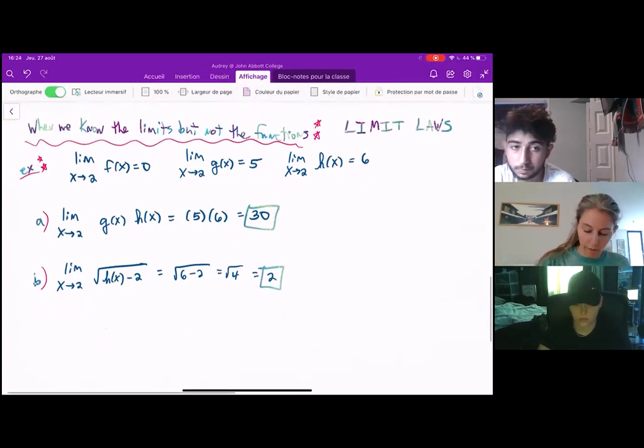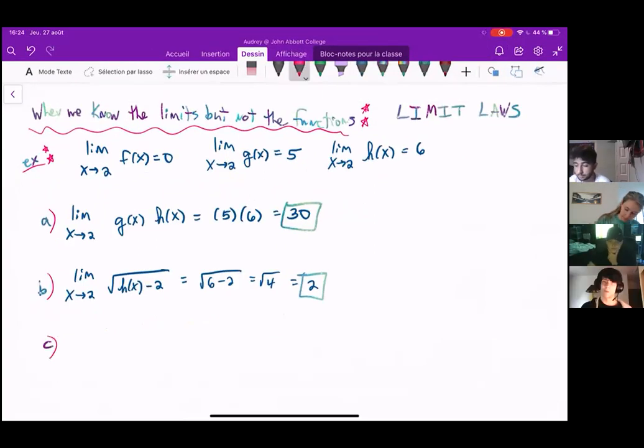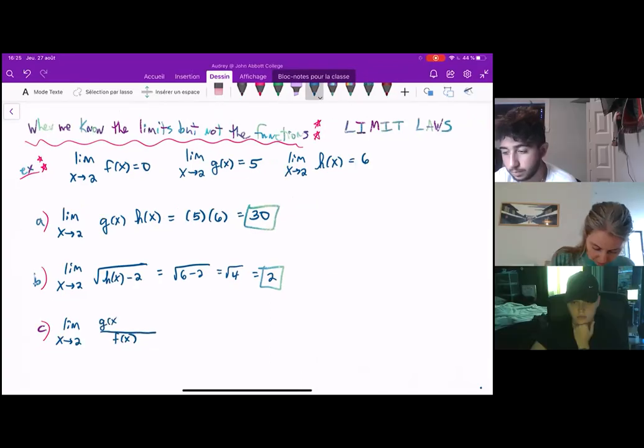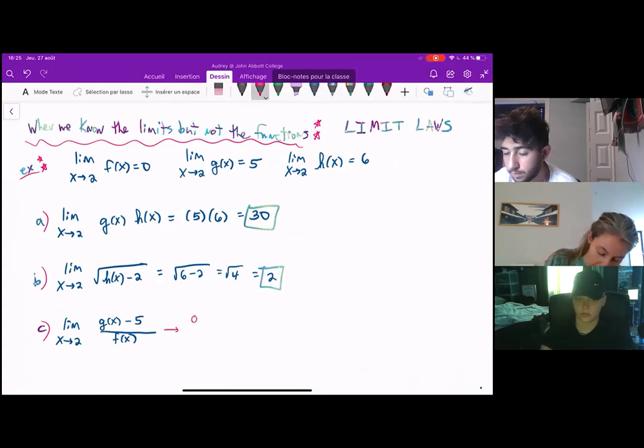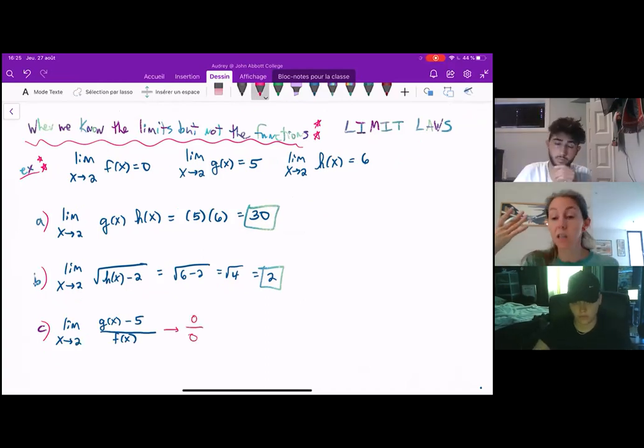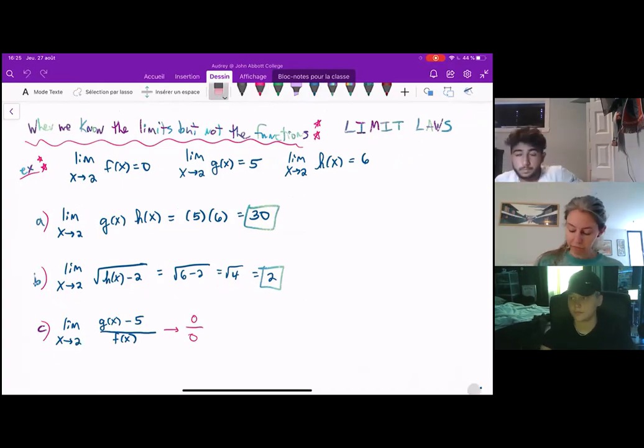What about, though, if I were to ask you for this? What would this give me? Error, because plugging in is going to give me a 0 over 0. So plugging in does not work in this case. It gives me an error. So here we would just say that we don't have enough info.